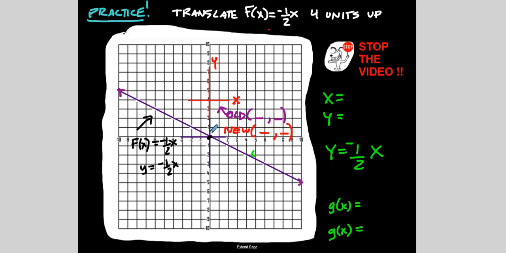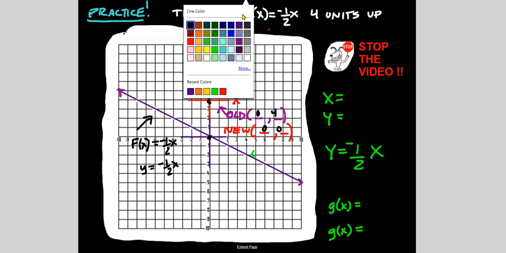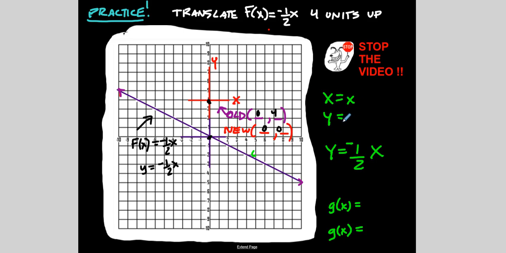So here's my original origin. I am moving the function 4 units up to here, or you're going to move it 4 units up to here, and hopefully you did. In terms of the old coordinate system, this would be 0, 4. In terms of the new coordinate system, right here, this would be 0, 0. So x doesn't change from big X to little x, they're equal. Y though, to go from old to new, I have to subtract 4 from little y to get big Y.